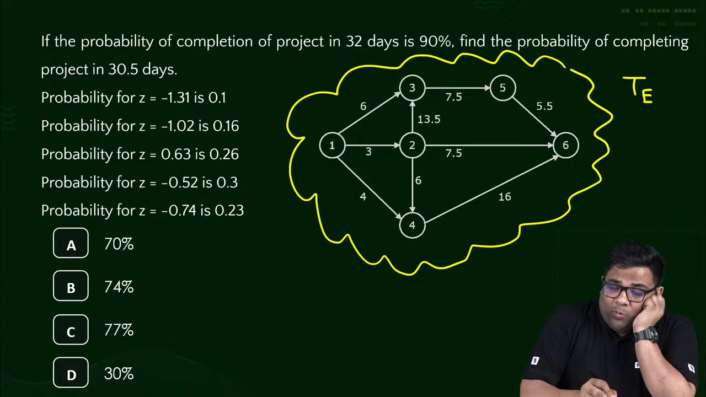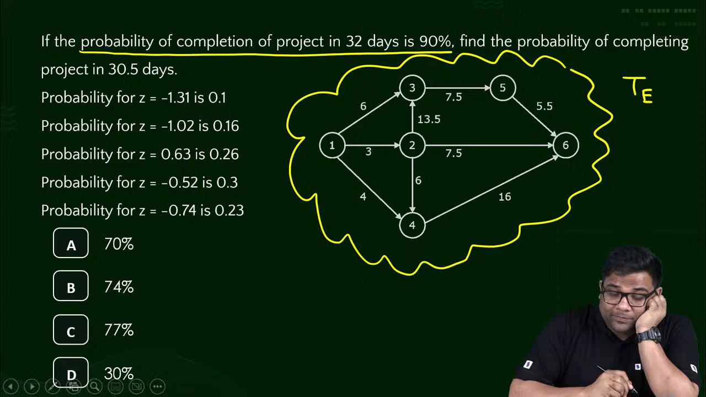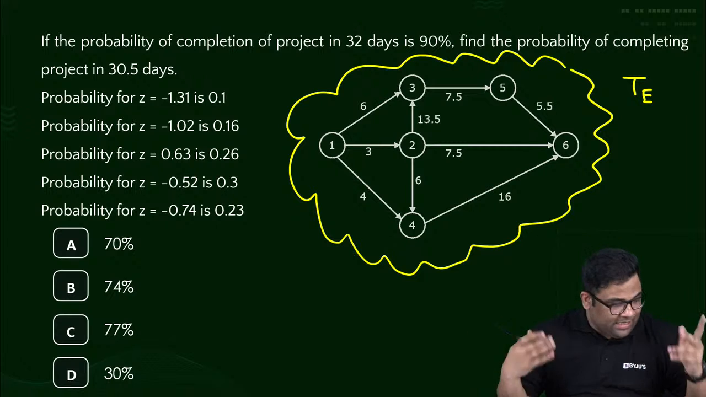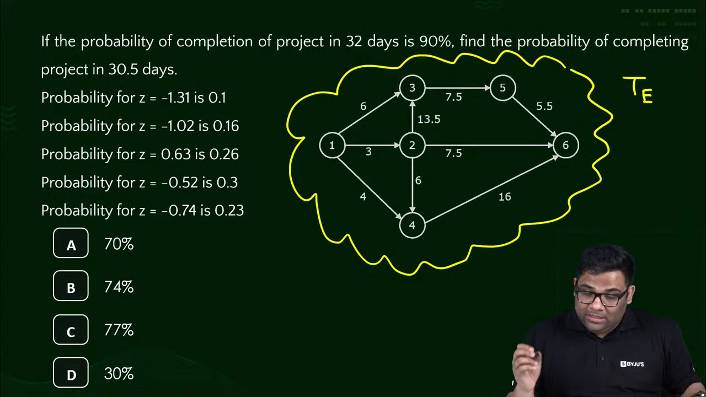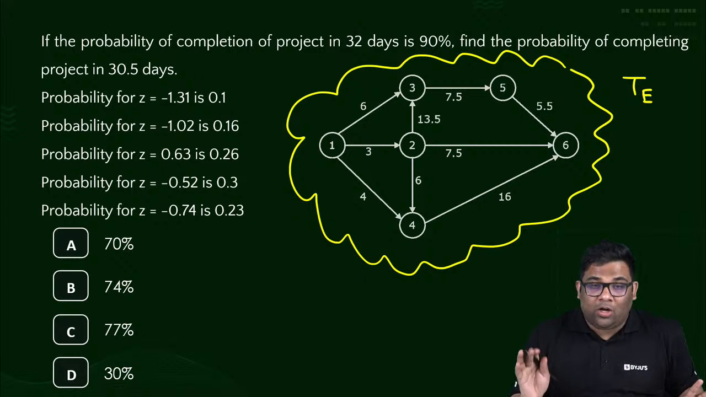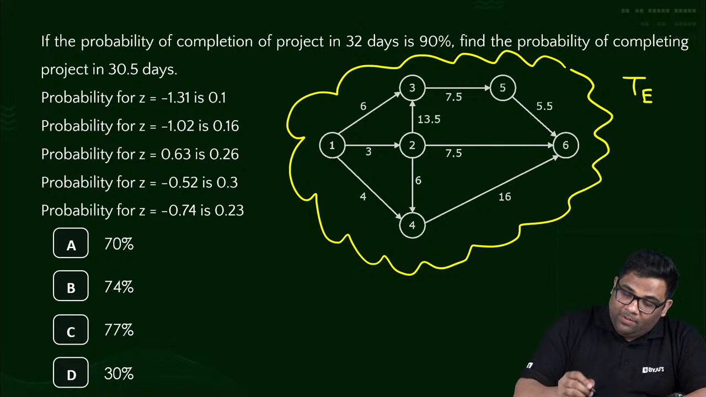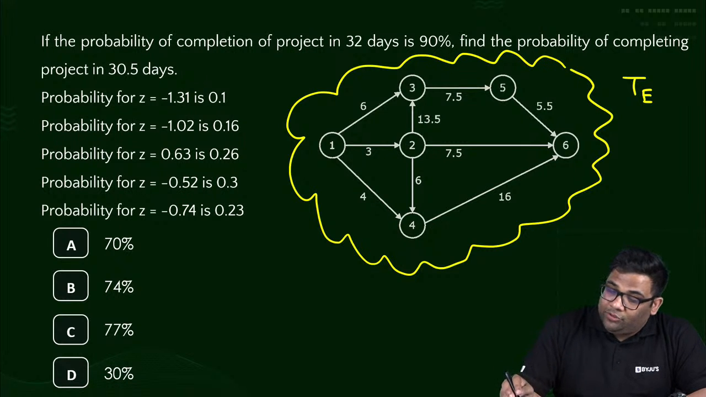Now the probability of completion of the project within 32 days is given as 90%. What is the probability of completing the project in 30.5 days? Use your brain and solve. I know I can guide you, but I don't want to guide you now. Take your time and solve and give me the answer. The probabilities for different Z values are given, in decimals. Solve this question.